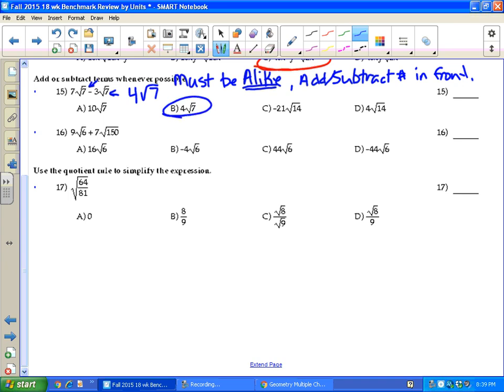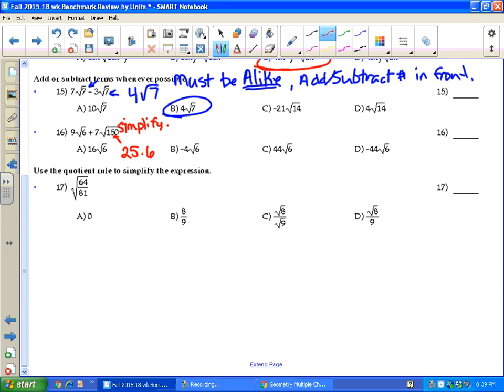Okay, in 16, it looks at first like I can't add because I have square root of 6 and square root of 150. They are not alike. But what I need to do is simplify and then see if I can. It looks like I should be able to. 6 does not break down, but 150 does. 25 goes into 150, I think, 6 times.